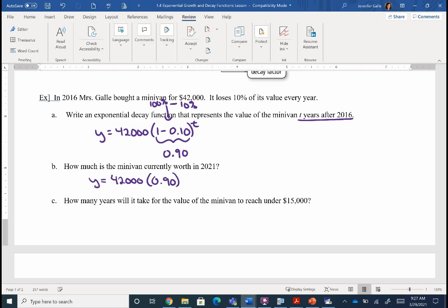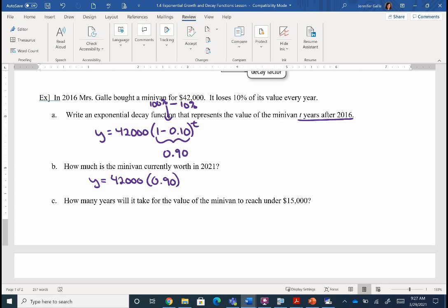Last time when I was asked for 5 years, I just stuck a 5 in for the t. Am I going to put 2021 in for my t? 2021 years from now, guys, I sure as heck am not going to be here. And my minivan will probably have disintegrated long before then. So what do I put for the time? 5 years. 5 years have gone by.